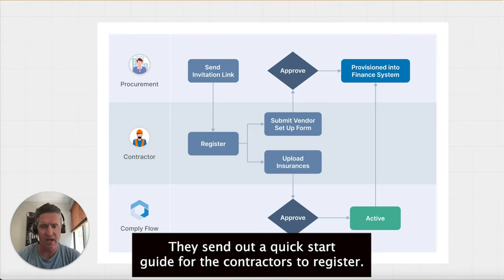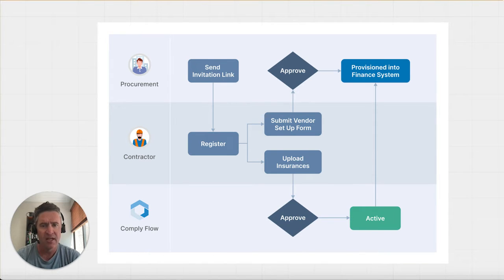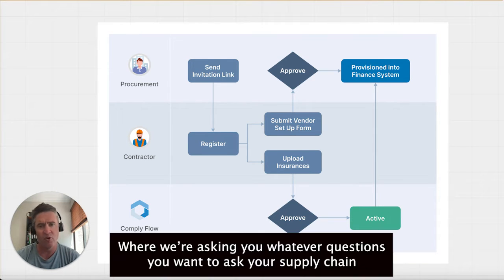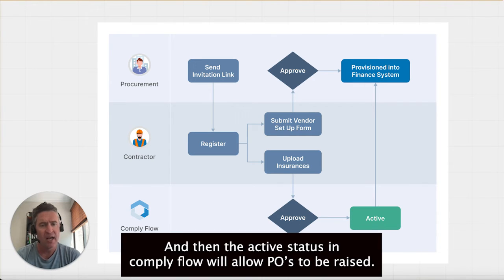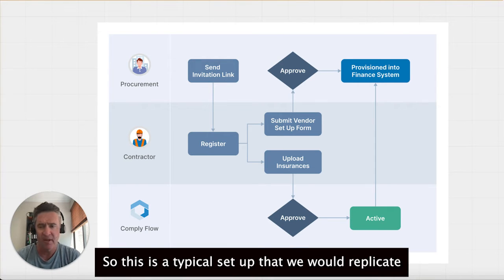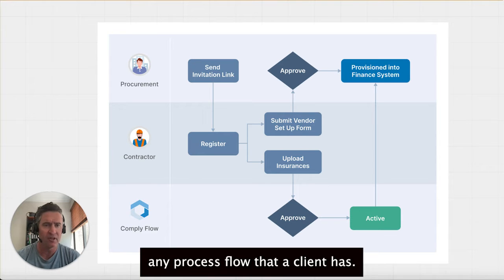So it starts off with procurement. They send out a quick start guide for the contractors to register. They submit their vendor setup form where we're asking whatever questions you want to ask your supply chain, uploading documentation, and then it's provisioning into the finance system. And then the active status in ComplyFlow will allow POs to be raised.